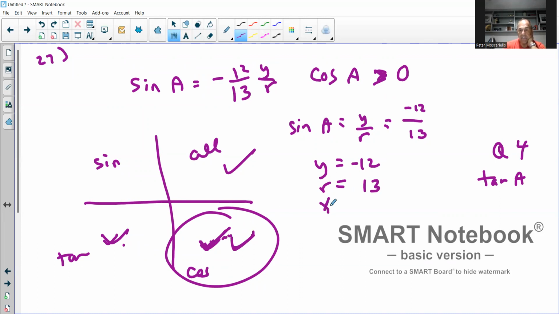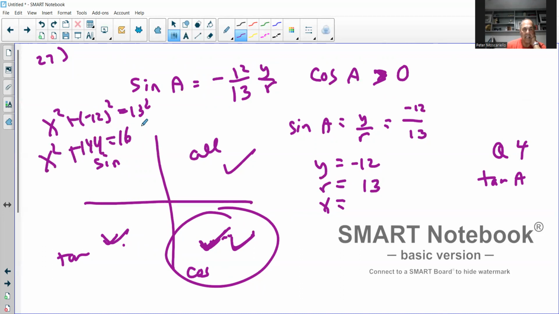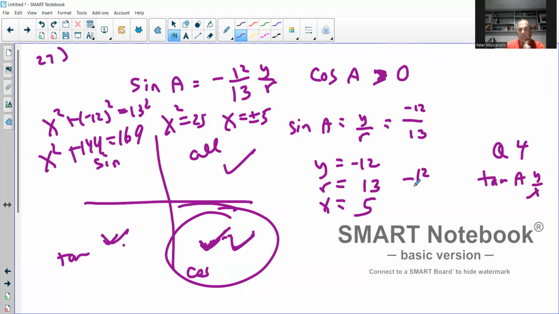All right, so now we're going to find x by Pythagorean theorem. You do x squared plus negative 12 squared equals 13 squared. X squared plus 144 equals 169. You get x squared equals 25. So x is plus or minus 5. And in this quadrant, x is positive. So tangent, y over x, is negative 12 over 5. That's it. One more like that.